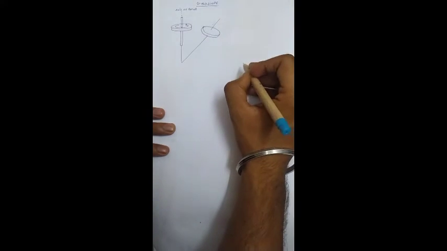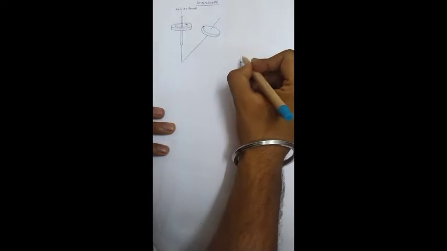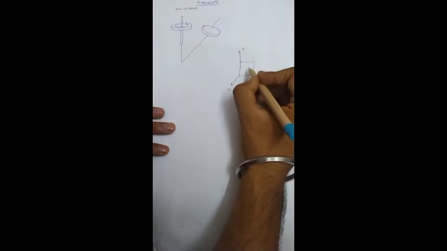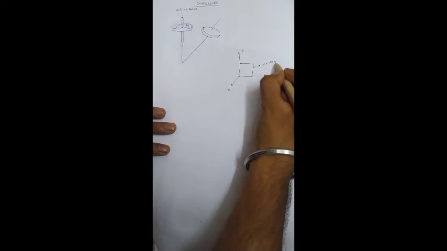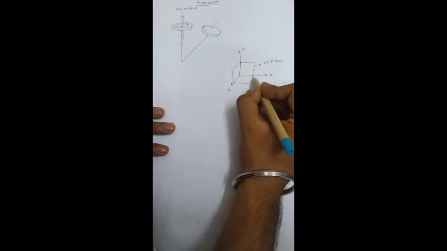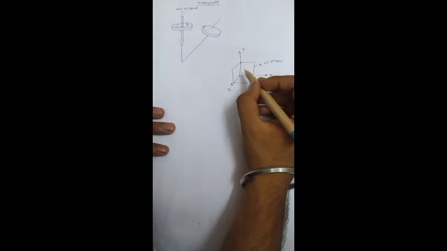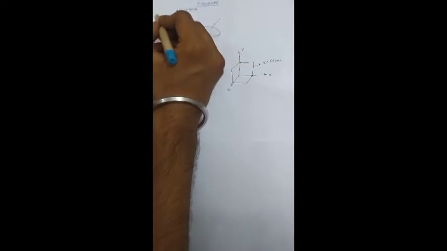First of all, I want to tell you about the planes. This is the x-axis, this is the y-axis, and this is the z-axis. This is the XY plane, this is the YZ plane, and this is the ZX plane. All planes are mutually perpendicular to each other. So let's take an example.